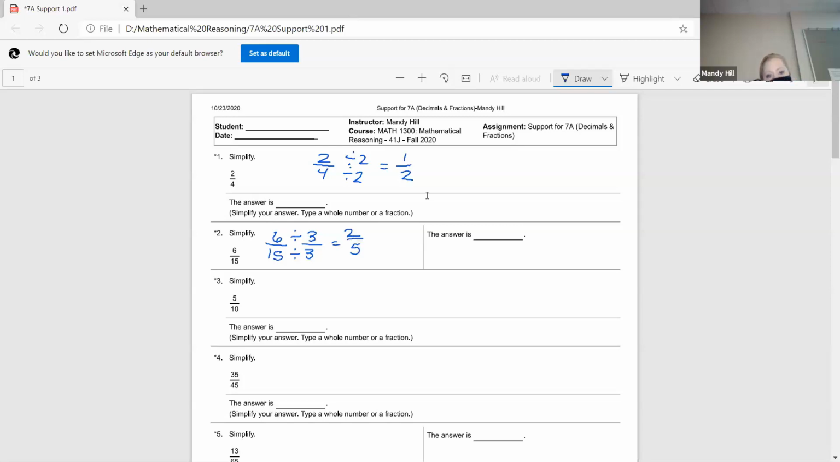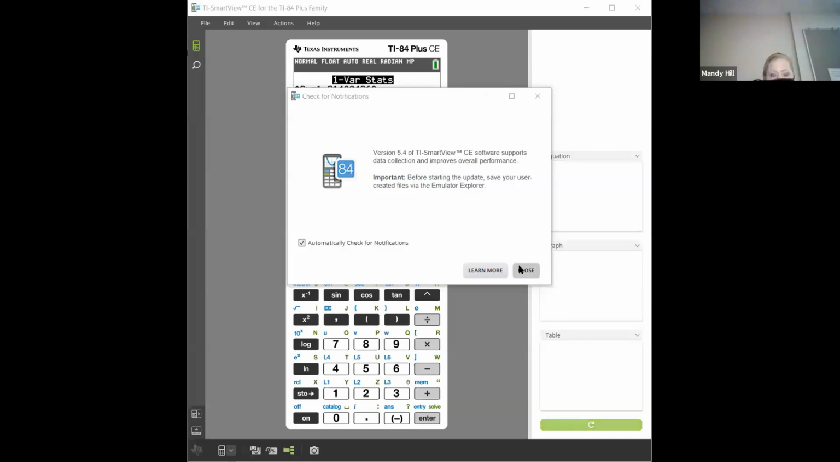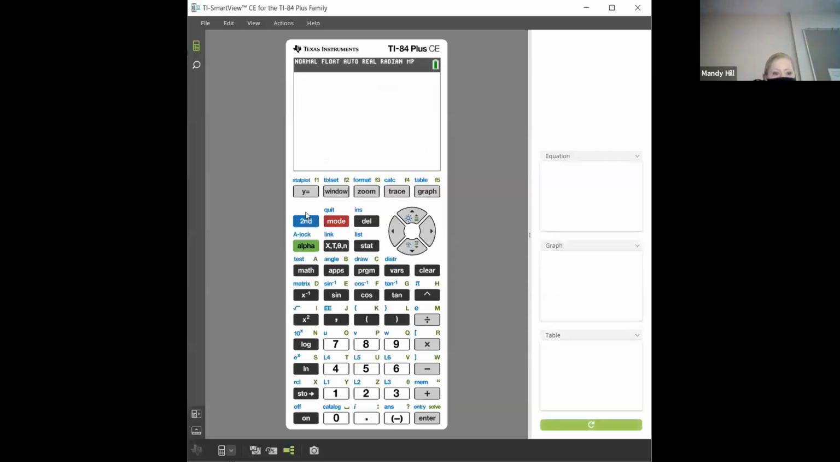If I go to my graphing calculator and I want it to do the work for me, let's see. Okay. I'm going to clear out this screen and I'm doing alpha y equals to get the fraction to come up, and then I hit enter, and then we type in our fraction, 6/15, and hit enter, and it tells you that it is 2/5.